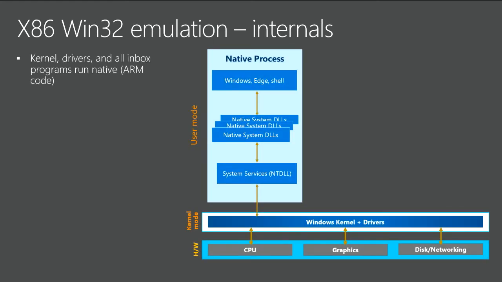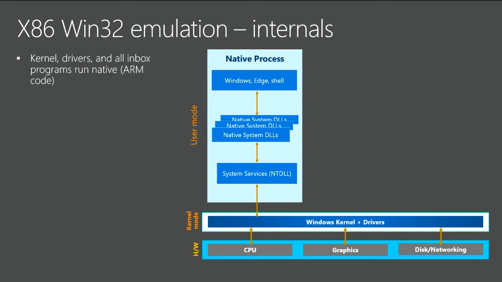So I'm going to click through a few diagrams. Here you see a diagram of what a typical process on the OS looks like. This is a native process, meaning it's running native ARM64 code. Windows, the Edge browser, or the shell, they're all examples of native processes. And then you have native system DLLs, so the OS libraries. Then you have something called NTDLL, which is a special system DLL, which is how apps talk to the kernel.